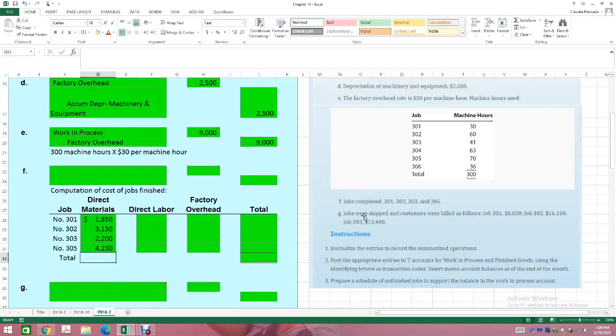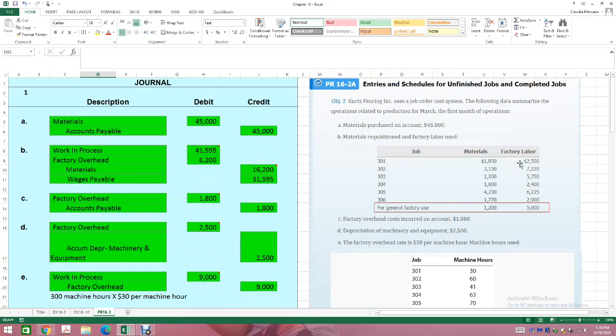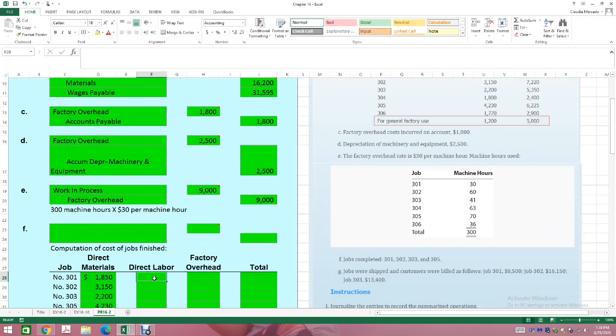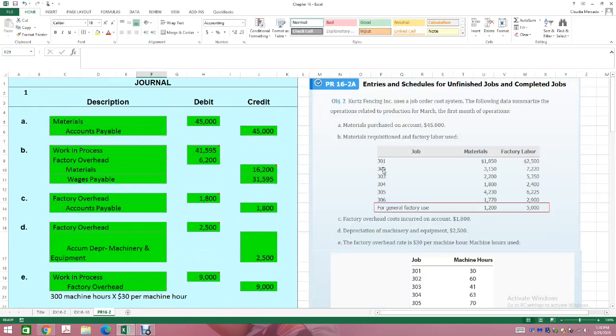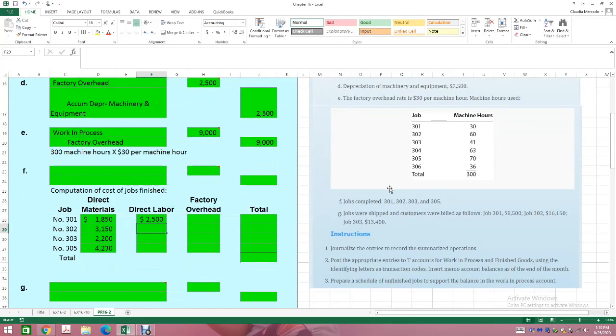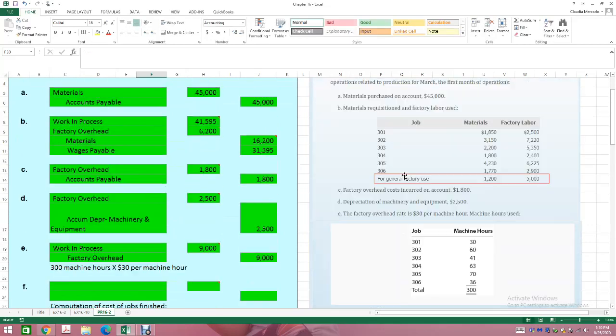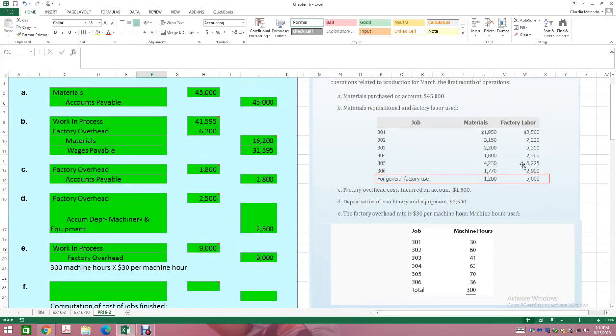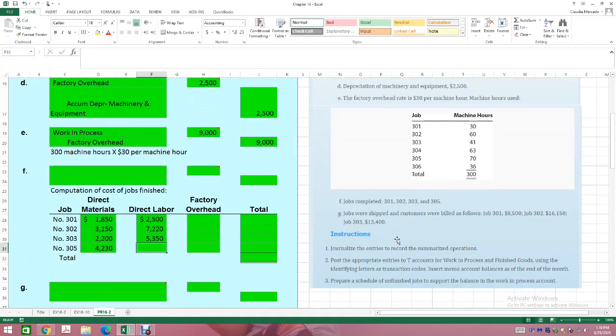Okay. So we're getting the totals from the information provided. Okay. And then we're going to get the labor for those jobs. Okay. So for 301, it's $2,500. For 302, it's $72.20. For 303, it's $53.50. And for 305, it's $62.25.